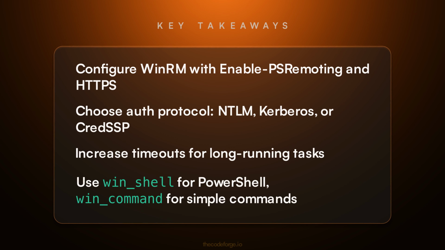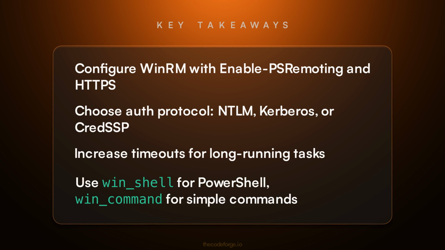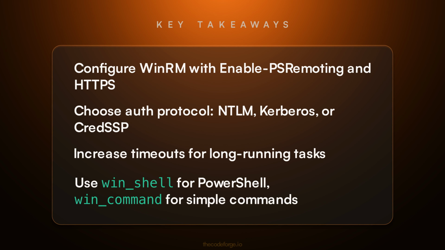Let's recap the key takeaways. Configure WinRM with Enable-PSRemoting and HTTPS. Choose the auth protocol: NTLM, Kerberos, or CredSSP. Increase timeouts for long-running tasks. Use win_shell for PowerShell, win_command for simple commands.